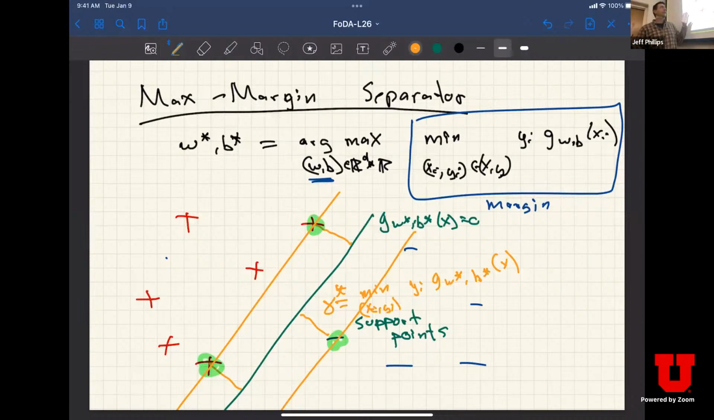If the positive and negative points are very close to each other, it's going to be very hard to find exactly the right separation between them. But if they are very well separated, it'll be pretty easy.